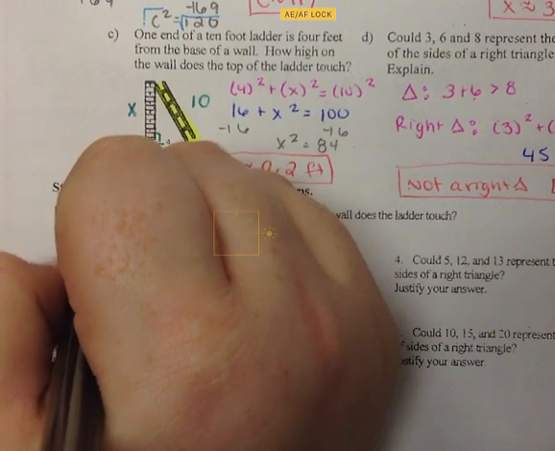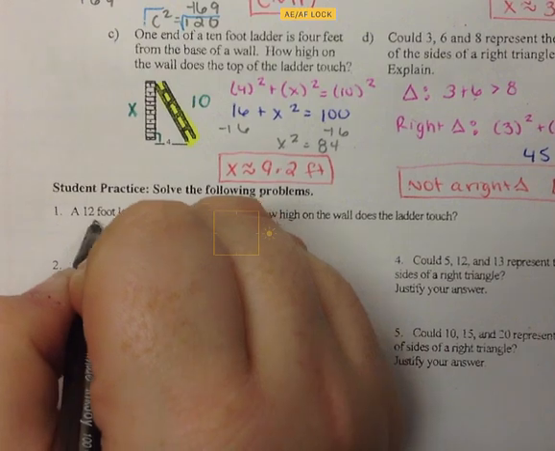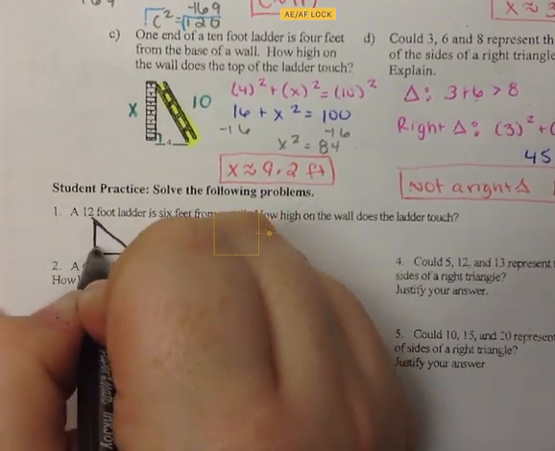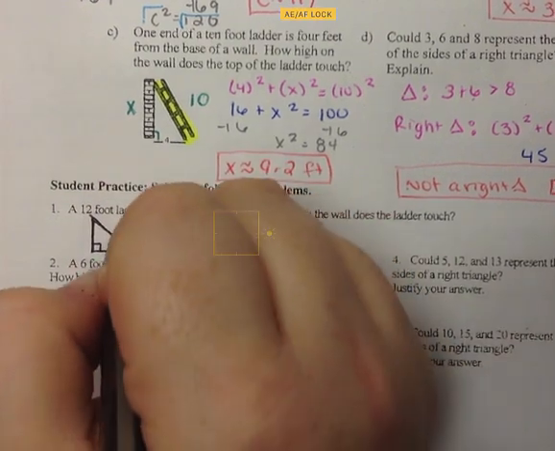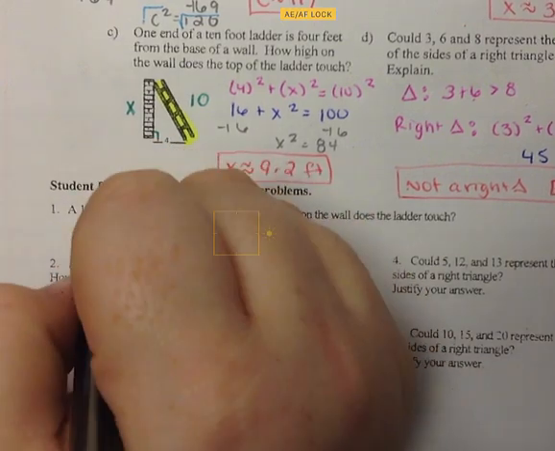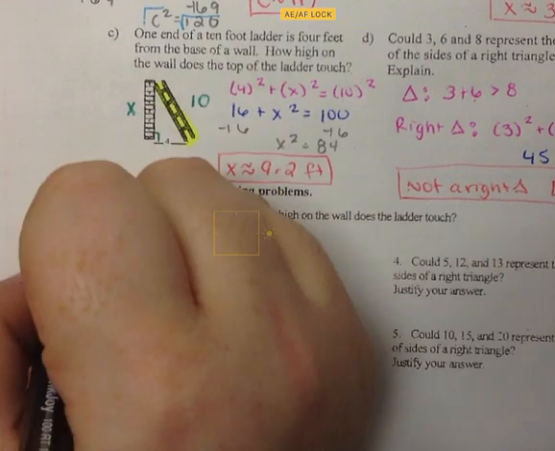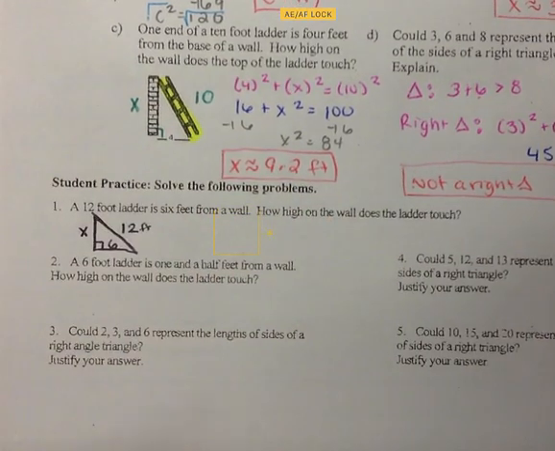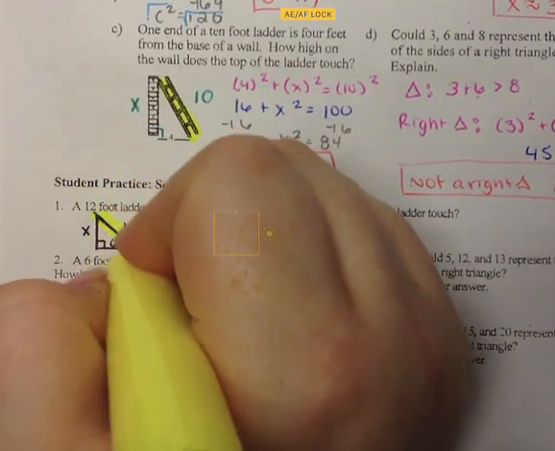So we have a wall and we have a ground. Therefore, we have the ladder leaning against the wall. This does form a right triangle. We have our 12-foot ladder, which is 6 feet from the wall, so that 6 feet goes on the bottom. It says, how high on the wall does the ladder reach? So we're looking for this x right here on the wall. Our hypotenuse is opposite that right angle, so that's the 12.